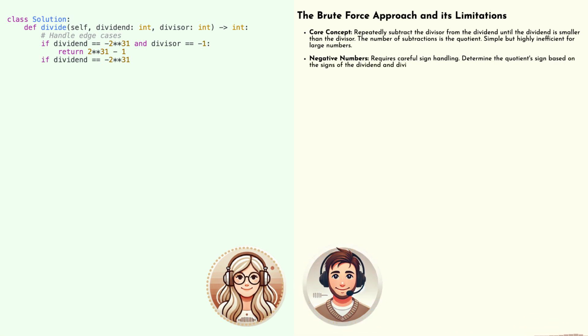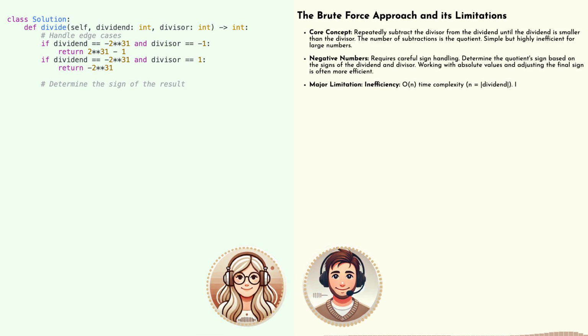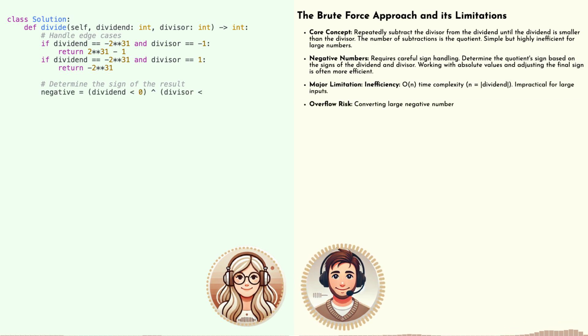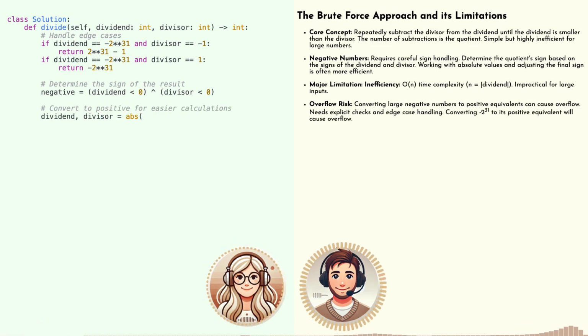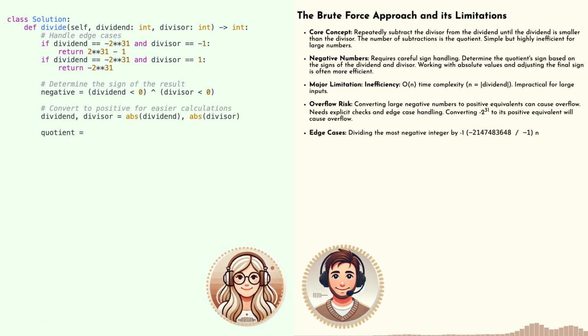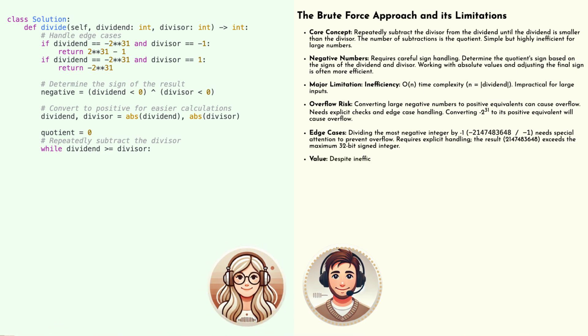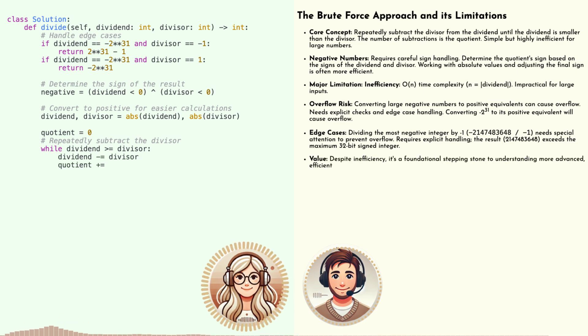Okay, so what's the most basic way to do division? If we can't divide directly, maybe we could just keep subtracting the divisor from the dividend. Yeah, like a brute force kind of approach. Exactly. We just keep subtracting until we can't subtract anymore. And then however many times we subtracted, that's our quotient. You got it. It's definitely a valid way to do division.